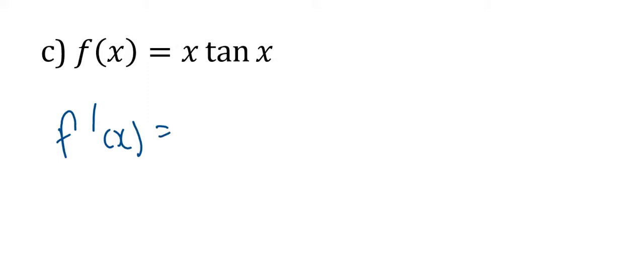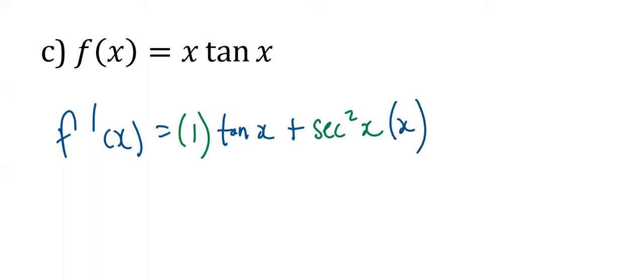Derivative of the first thing is 1 times the second thing, plus derivative of the second thing, which is secant squared x times the first thing. And generally speaking, we would write the x first, but there's not really anything else I think I can do here.